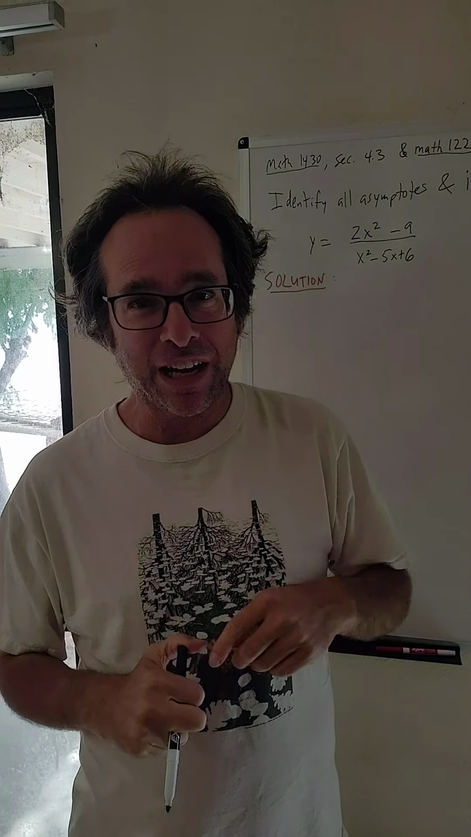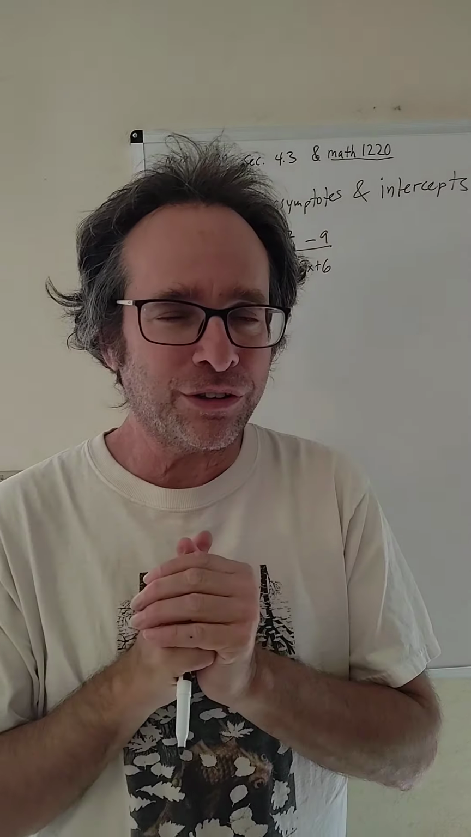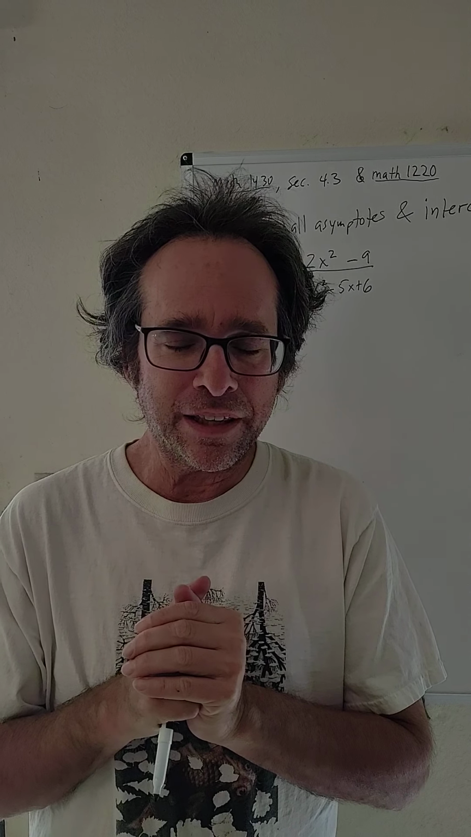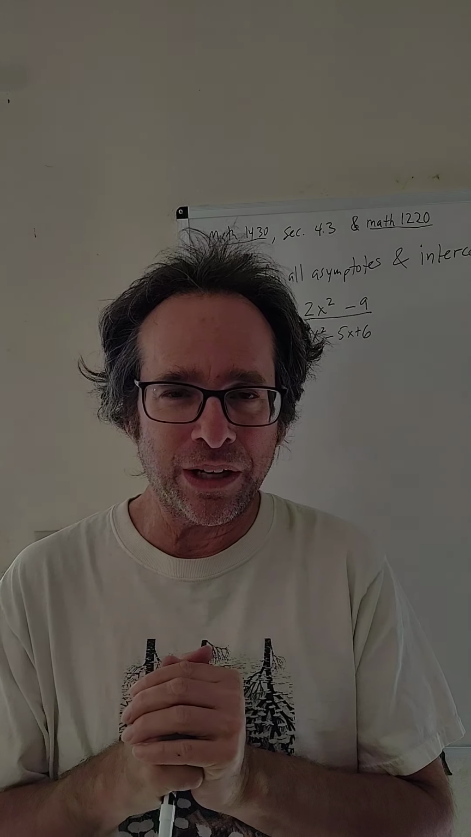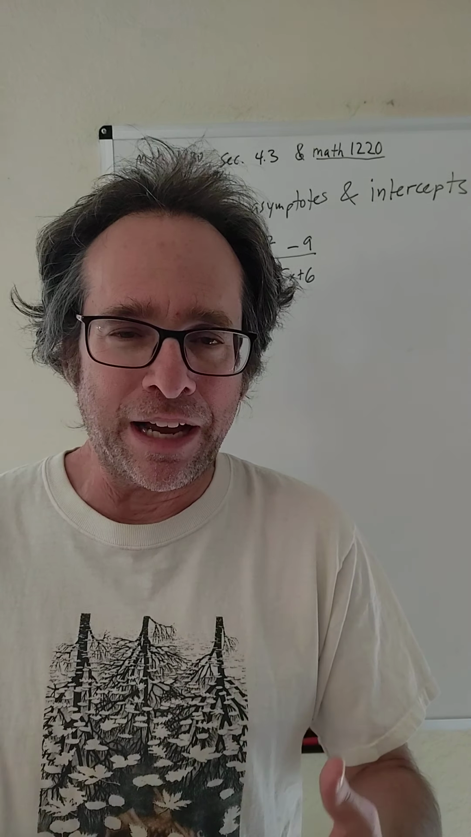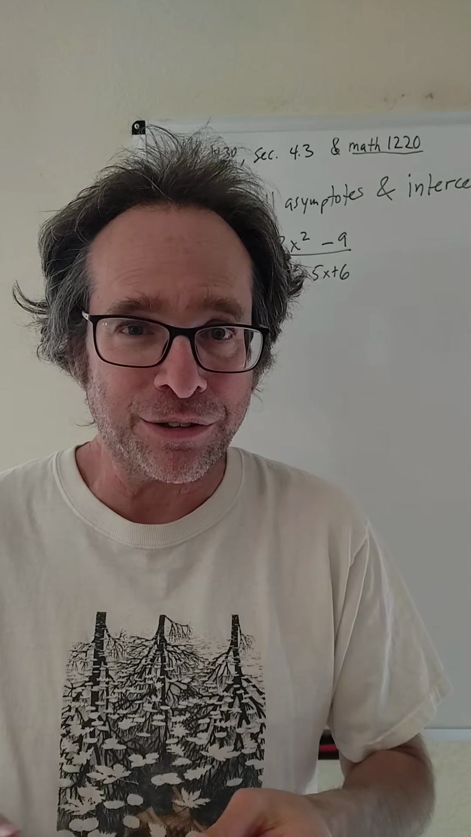So here we have a rational function, and we're going to find the vertical and horizontal asymptotes, and we're going to find the x and y intercepts. This is a topic in college algebra as well, so this video can be seen by Math 1430 and Math 1220. This will help us if we're asked to graph a function. It's always nice to find asymptotes for the rational function and intercepts, because that will help us get the graph.